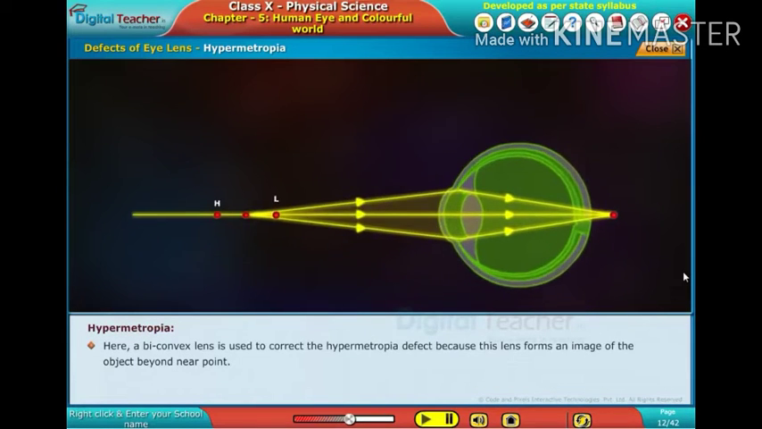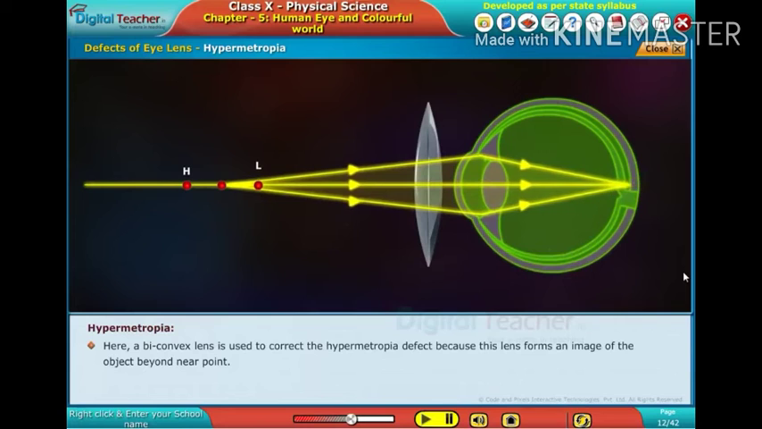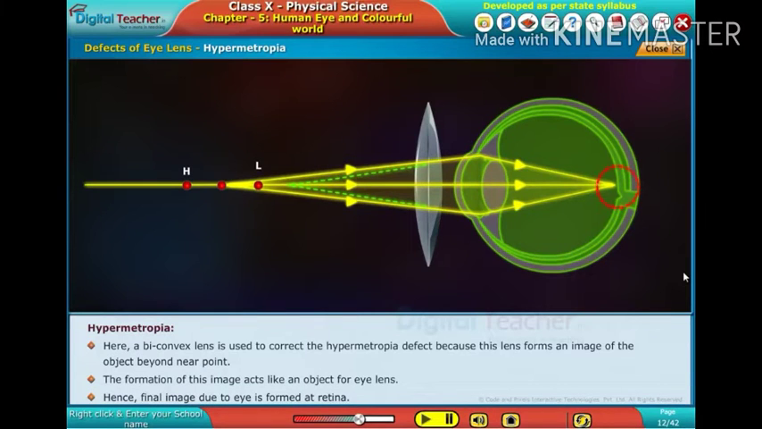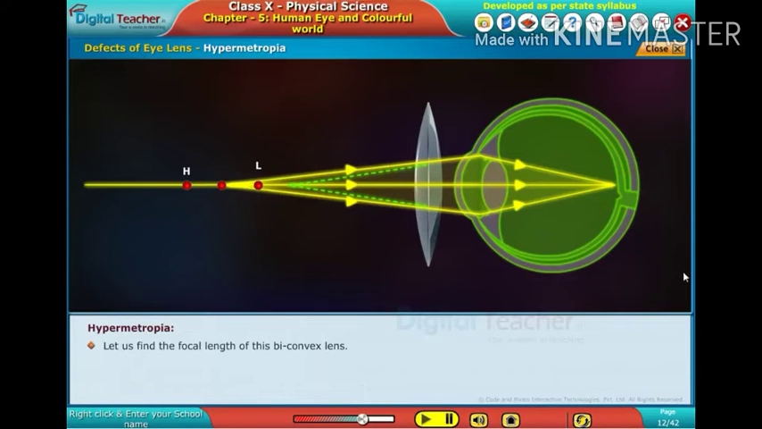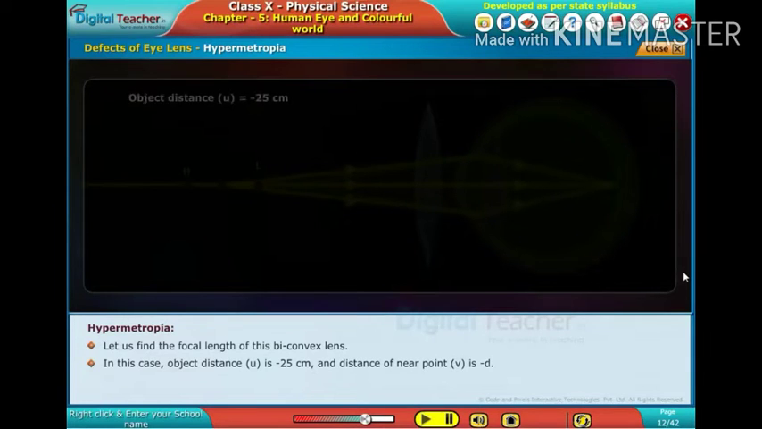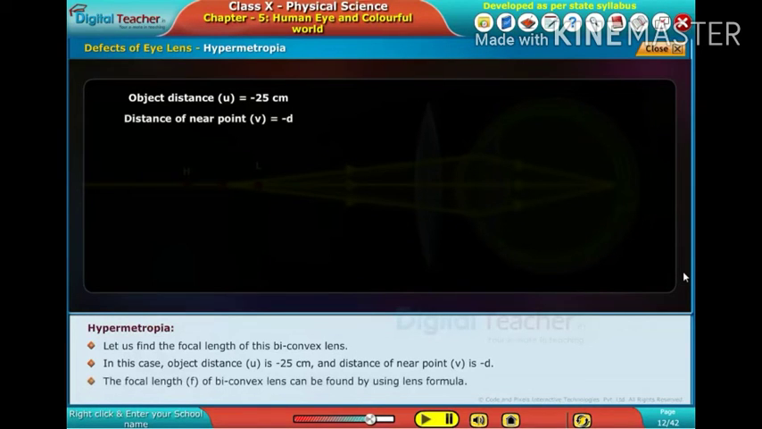Here, a biconvex lens is used to correct the hypermetropia defect because this lens forms an image of the object beyond the near point. The formation of this image acts like an object for the eye lens. Hence, the final image due to the eye is formed at the retina. Let us find the focal length of this biconvex lens. In this case, object distance u is minus 25 centimeters and distance of near point v is minus d. The focal length f of the biconvex lens can be found by using the lens formula.